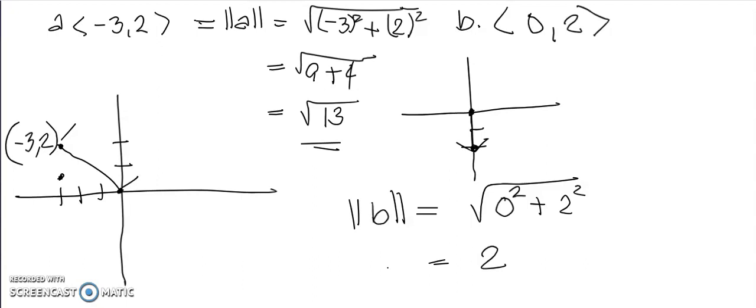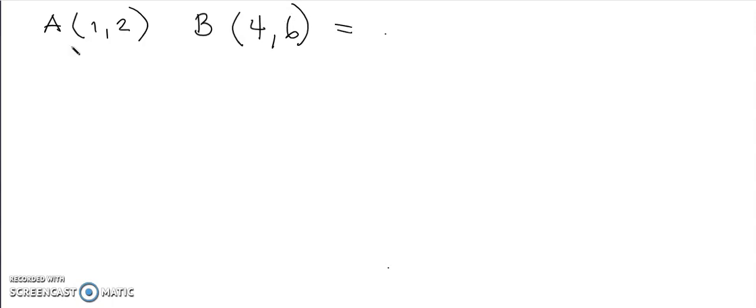Okay, got it? Okay, next. For example, we have 2 points given. We are looking for the vector and the magnitude of the vector. For example, point A is at (1, 2) and point B is at (4, 6). Find the vector AB.